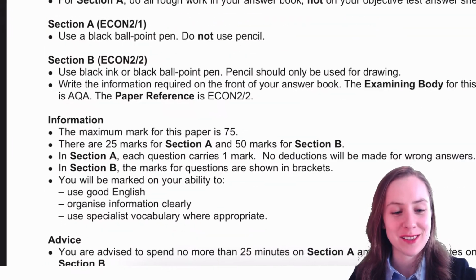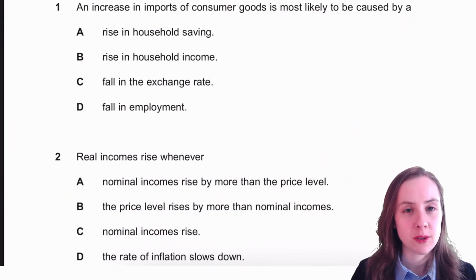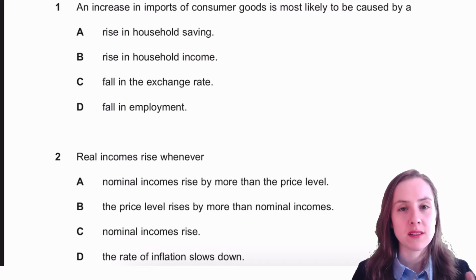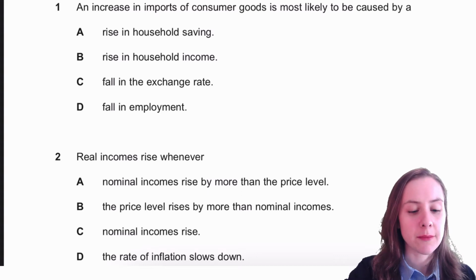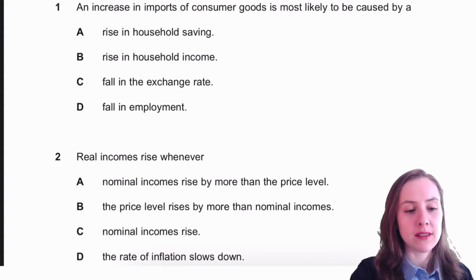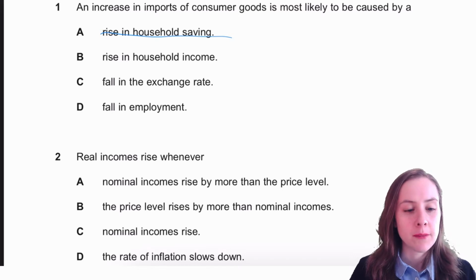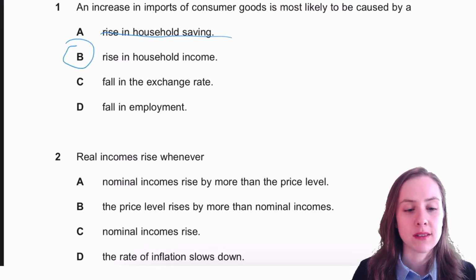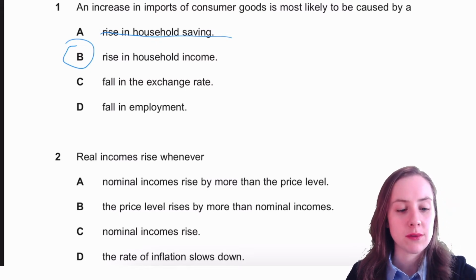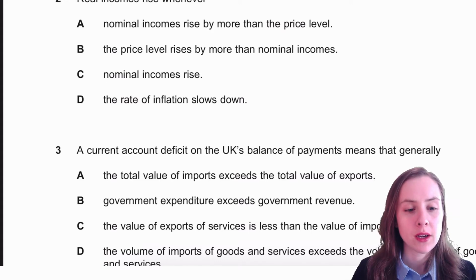Let's get started. An increase in imports of consumer goods. Imports, consumers need to be wealthier to be able to afford imports. I'm looking for something like that. And if they're saving more, they could have more wealth in the future, but not right now. Whereas a rise in household income, that definitely is going to increase consumer imports. They'll have more money to pay for it, so they can buy more.